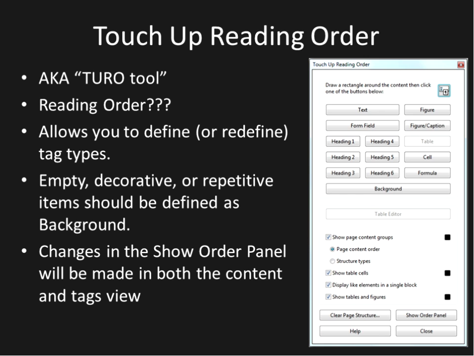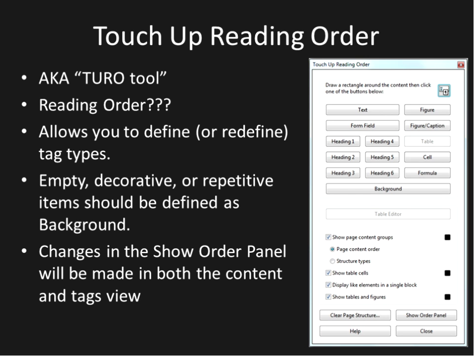So you can click on text within your document, and then in the Touch-Up Reading Order tool, click, say, the Heading 2 button to identify it as being a heading. You can add text fields, figures, or images, and so forth.